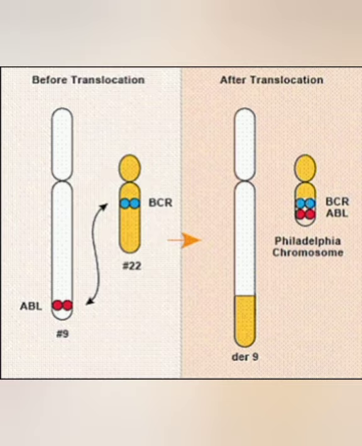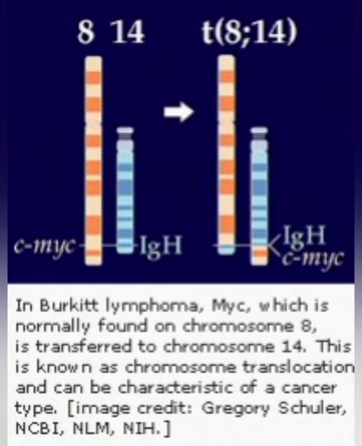Coming next is Burkitt lymphoma. Burkitt lymphoma can also be seen as an example of reciprocal translocation. Here a translocation occurs between chromosome 8 and chromosome 14, which means the MYC gene present on chromosome 8 is translocated into the IG gene present on chromosome 14. This translocation may result in elevated gene expression, and Burkitt lymphoma can be said to be a common example of reciprocal translocation.